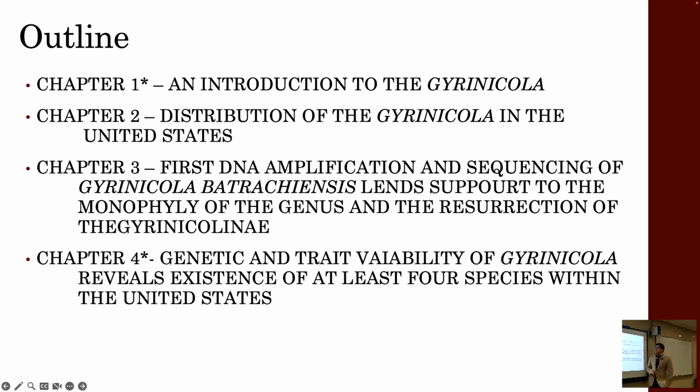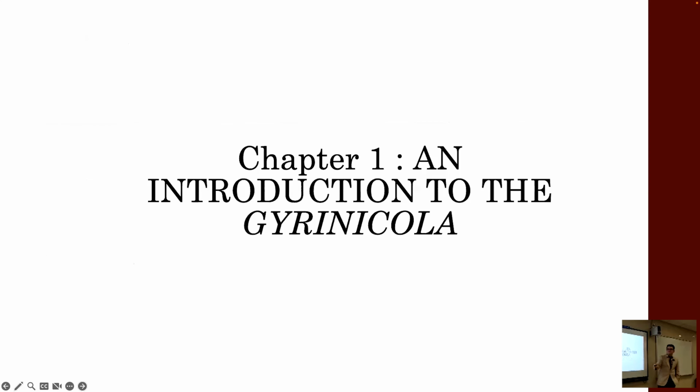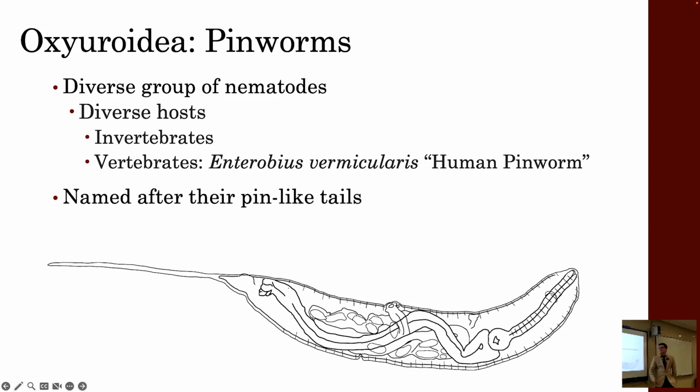So today we are going to be going into this first chapter. Before we get started, we have to first discuss, for the people in the room who don't know, we're going to be dealing with the Oxyuroidea, which are commonly referred to as pinworms. This is a very, very diverse group of nematodes with an equally diverse group of hosts. You can find oxyurids in a wide variety of organisms, be they invertebrates like cockroaches and millipedes, or vertebrates like us humans. The Oxyuroidea you might be the most familiar with is Enterobius vermicularis, which is the human pinworm.